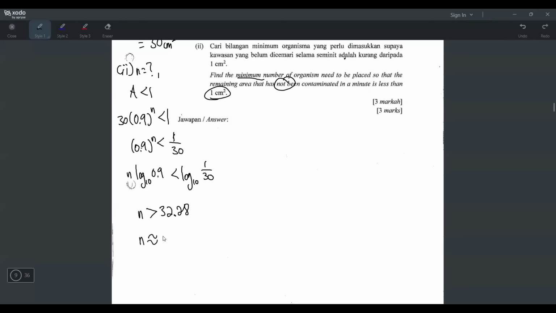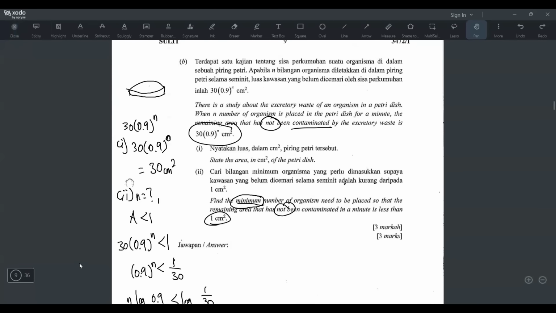It has to be 33. Why cannot 32? Because the solution here is n greater than 32.28. So what is greater than 32.28? 33, 34, 35, 36, 37, all those numbers. But since they want the minimum, that's why you choose 33 for your answer. 32 cannot, because 32 is not more than 32.28. It means n is 33 or more than 33. So we take 33 because they asked for minimum. Okay, done. That is the answer.